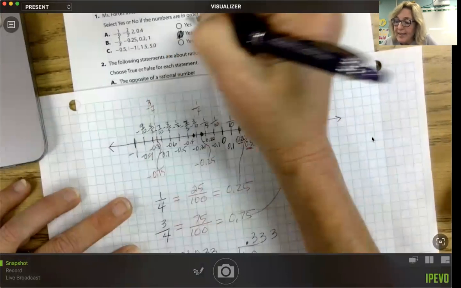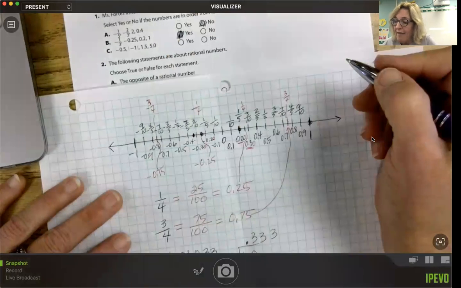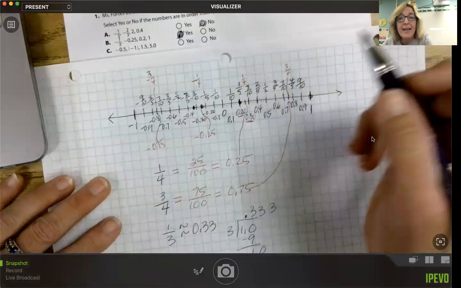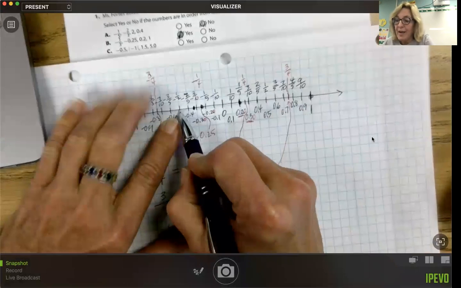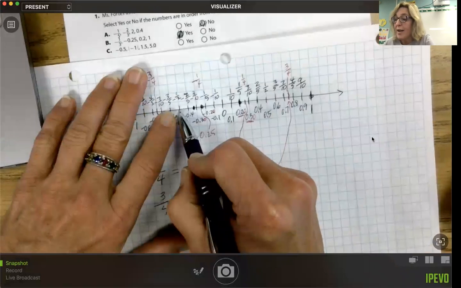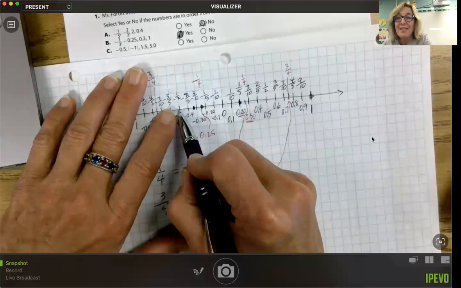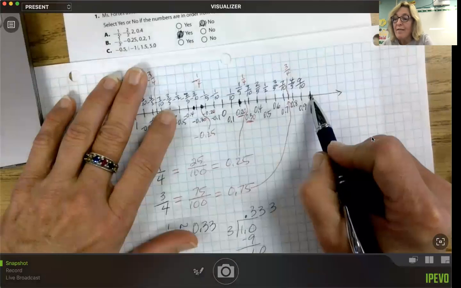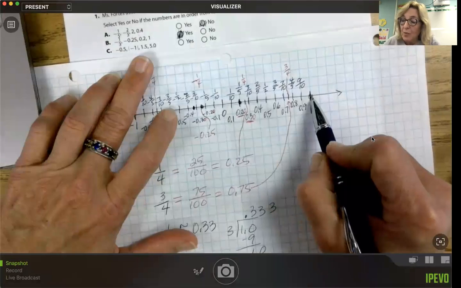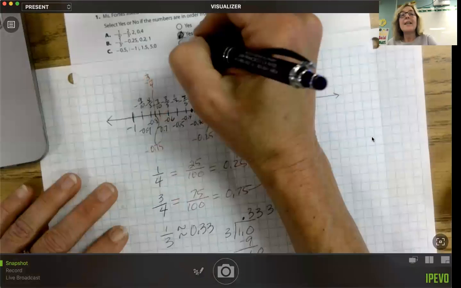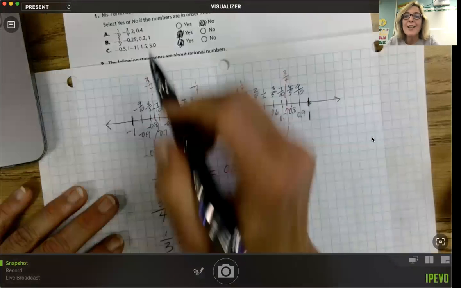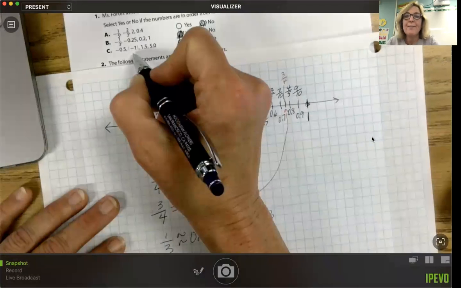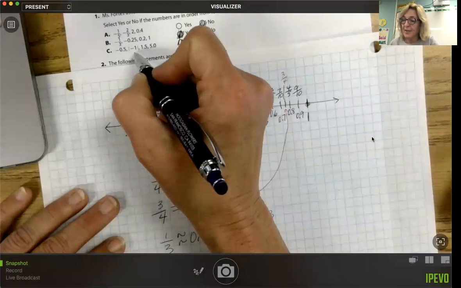And then if you look at C, we have -1/2, which we know -5/10 is down here. Then we have the absolute value of -1, which is 1, which goes way on the other side of the number line. And then 1 5/10 and 5. So this was also correct. Now the trick on that one is converting that absolute value of -1 to +1. That's what it's asking us to do.